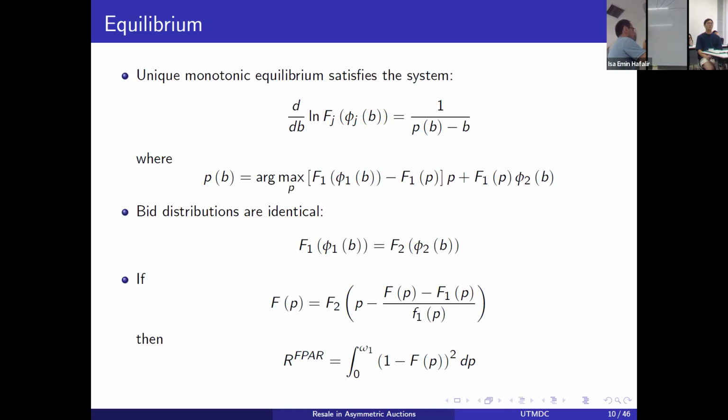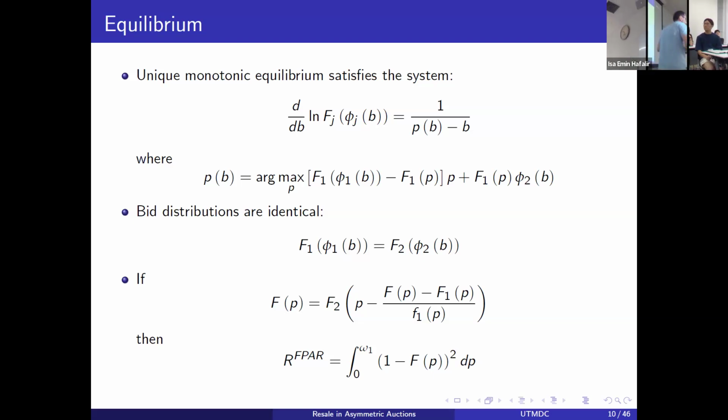Whereas in the paper, we also allow for these kinds of distributions. So this is F1 and this is F2. In this region, bidder 1 will be strong, and in this region, bidder 2 will be strong, and then we will just switch the indices. But for the presentation, I'm just writing it this way.